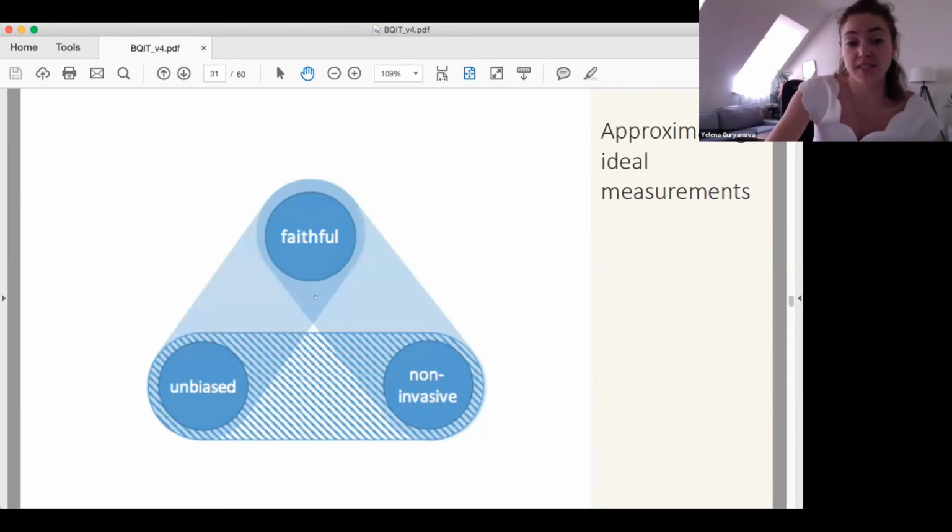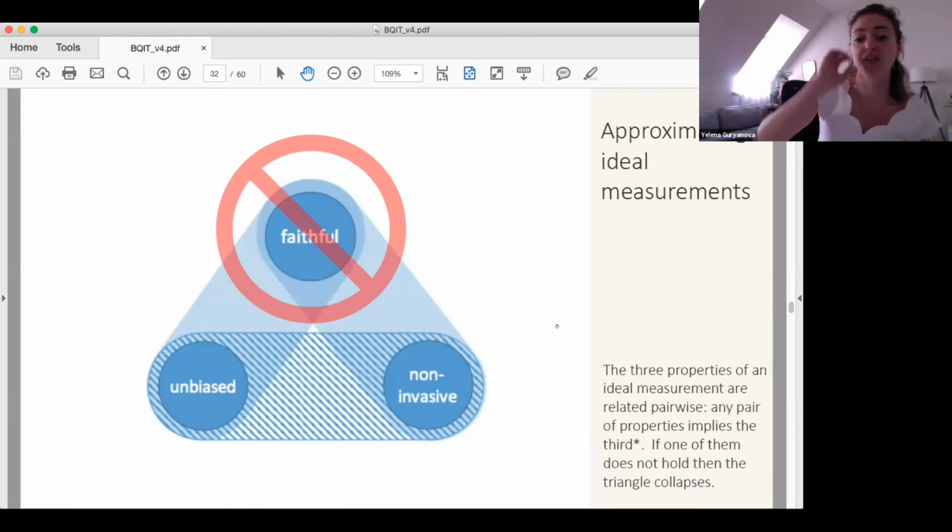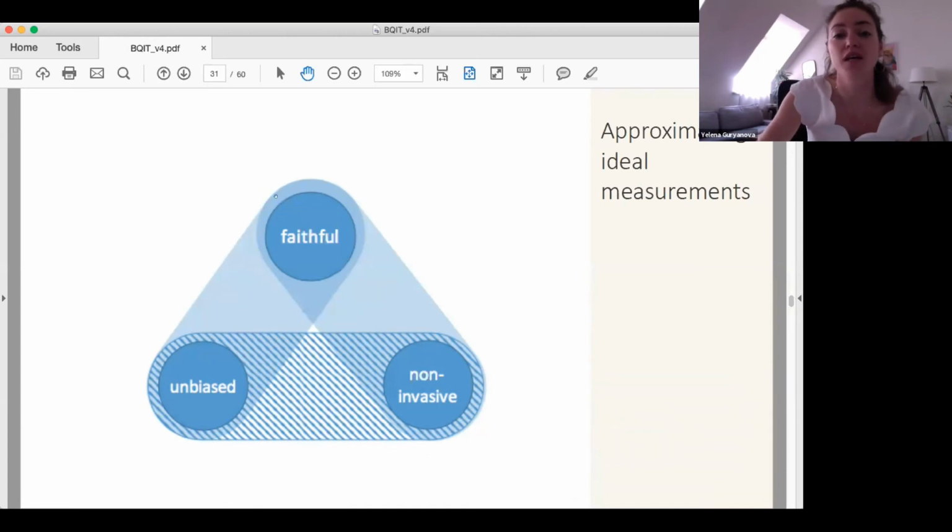What we saw is that via the definitions, we had these three properties. And what I didn't mention was that these properties are pairwise related. So for instance, these two properties imply this one, these two imply this one, and these two, up to a caveat I won't go into, imply the last one.